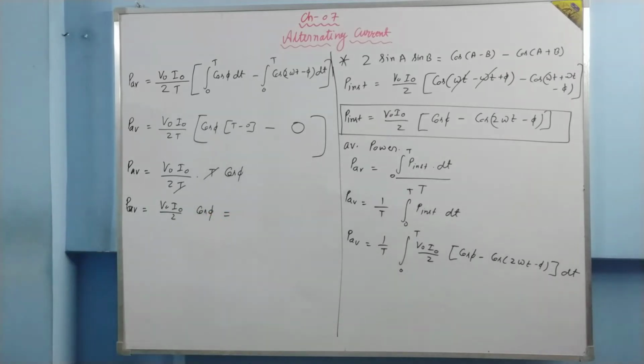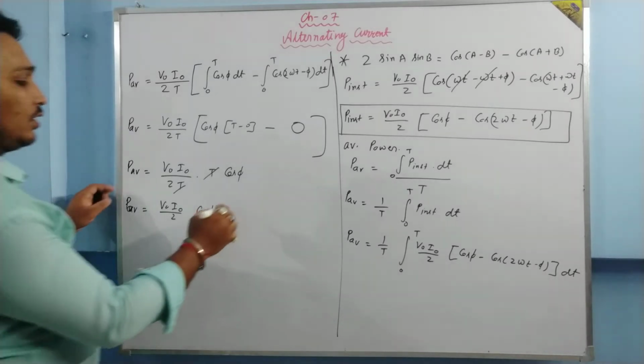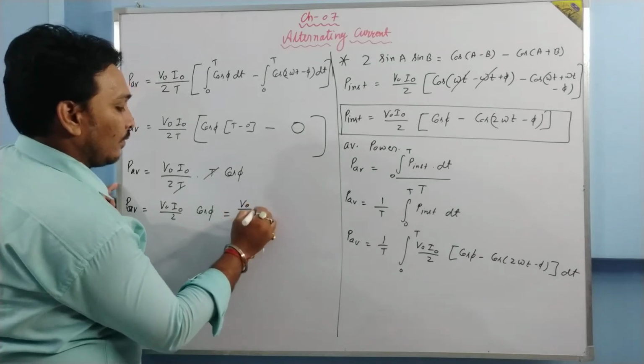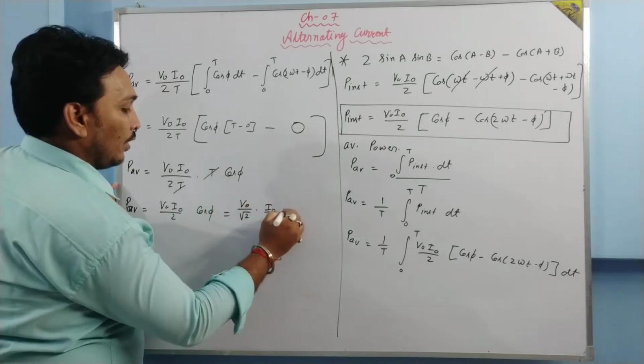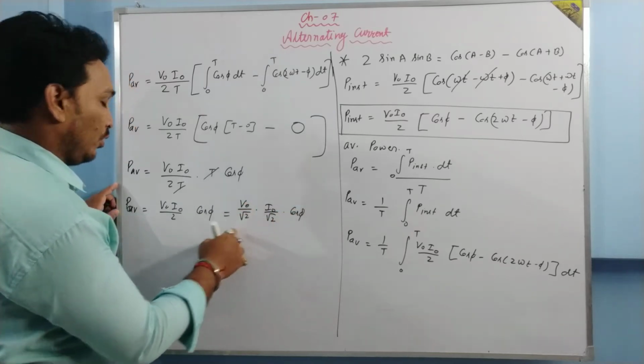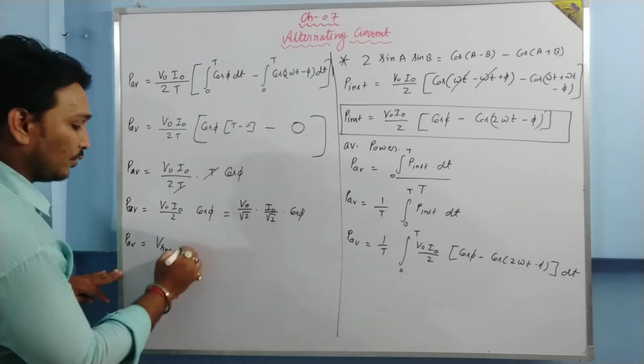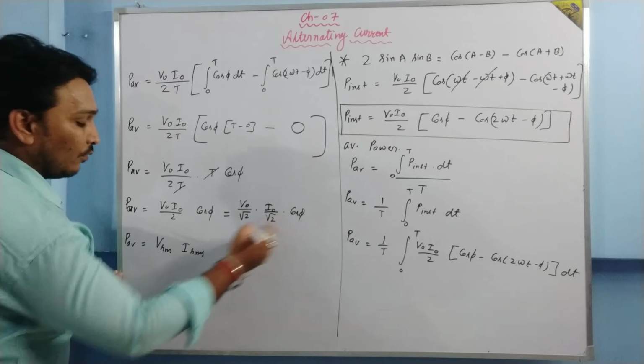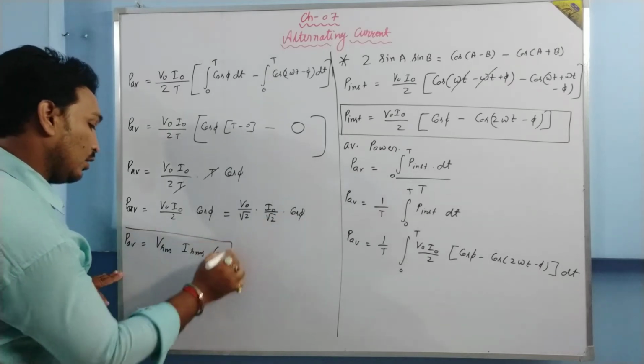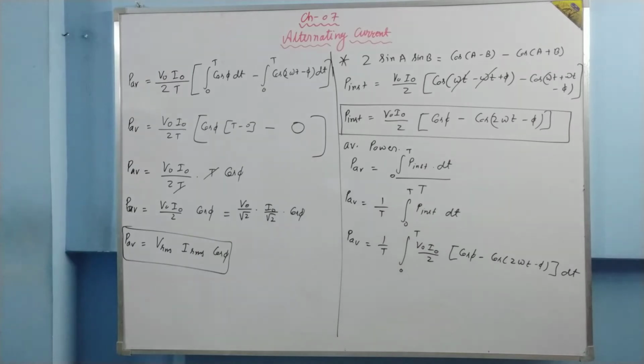Just see the mannerism of writing, how this is being written. V naught by root 2 into I naught by root 2 into cos phi. This V naught by root 2 is what? It is VRMS. I naught by root 2 is IRMS. And cos phi is cos phi. So this is average power. The formula for average power is VRMS, IRMS, cos phi, where phi is the phase difference between V and I. Is it clear?